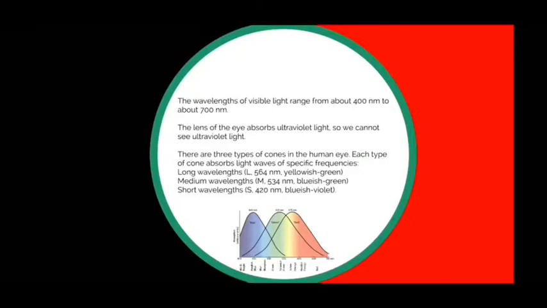There are three types of cones in the human eye. Each type of cone absorbs different light waves of specific frequencies. Long wavelengths are 564 nanometers in yellowish green. Medium wavelengths are 534 nanometers in bluish green, and short wavelengths are 420 nanometers in bluish violet.